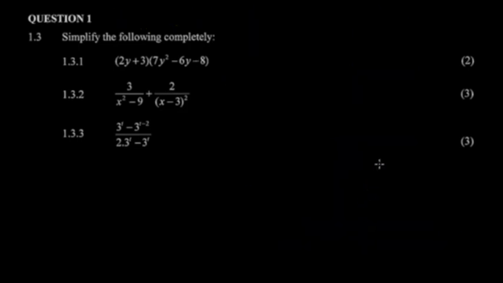Okay, this was an interesting paper actually. South African papers, they're interesting. So now we have 1.3.3, you have 3 to the power t minus 3 to the power t minus 2, and then divided by 2 times 3 to the power t, this is an interesting question, minus 3 to the power t.